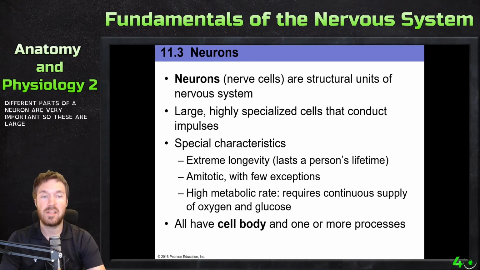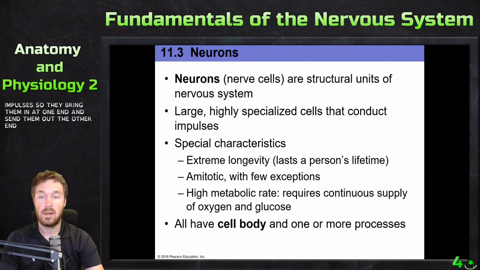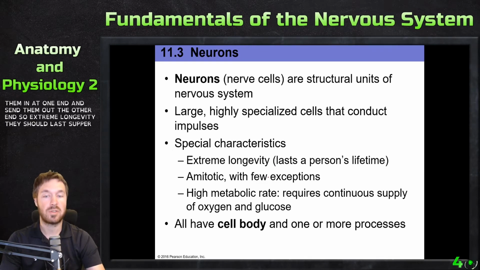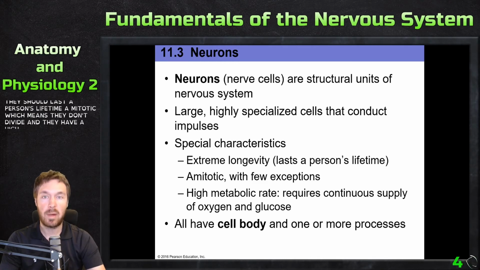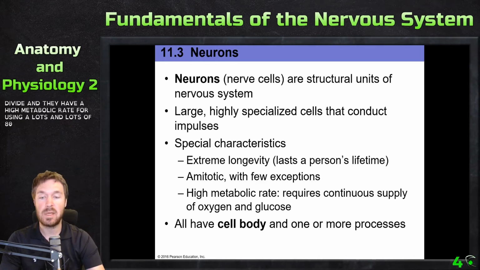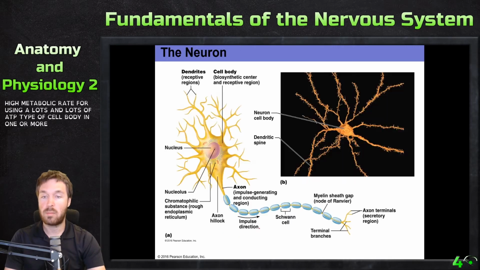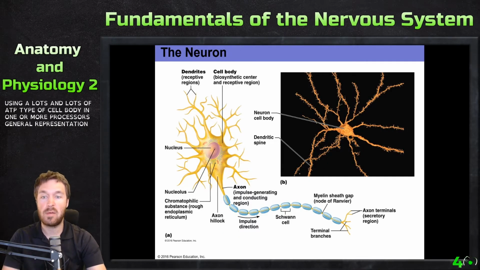So these are large, highly specialized cells that send the impulses. They bring them in at one end and send them out the other end. They have extreme longevity; they should last a person's lifetime. They're amitotic, which means they don't divide, and they have a high metabolic rate. They're using lots and lots of ATP. So they have a cell body and one or more processes. So this is a general representation of a neuron.